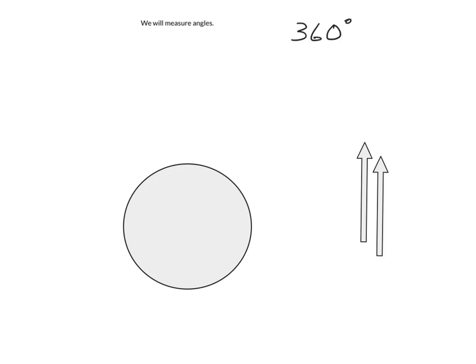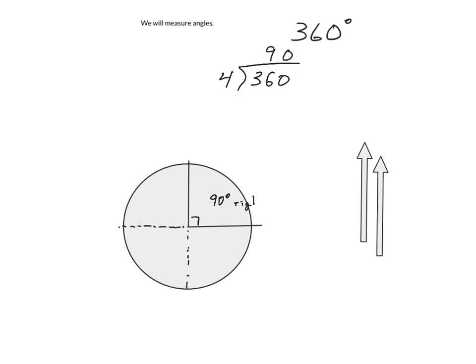So we have our circle here, and if we go all the way around, it's 360 degrees. Now, if we take 360 degrees and divide it by 4, we know 4 goes into 36 9 times, so it would be 90. That means that if we have a quarter of our circle, it's 90 degrees. It's also a right angle.